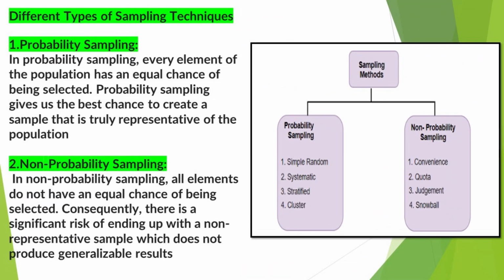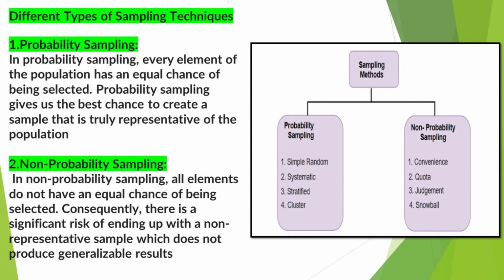Now we'll see what the main different types of sampling techniques are. As you can see on the screen, there are mainly two types of sampling techniques. One is probability sampling and the second is non-probability sampling, which are further classified into multiple types. Probability sampling is classified into simple random sampling, systematic sampling, stratified sampling and cluster sampling, whereas non-probability sampling is further classified into convenience sampling, quota sampling, judgmental sampling, and snowball sampling.